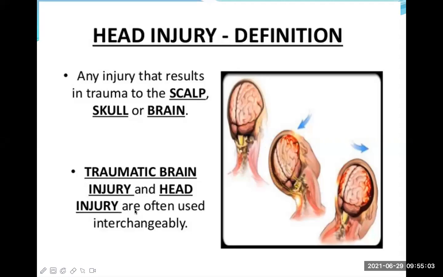Traumatic brain injury and head injury are often used interchangeably these days. Yes, because if this brain injury is caused by trauma, we call it head injury. But brain injury can occur by so many other medical ways, like inflammation, infection, isn't it? All these can also result in a brain injury, but that is not called head injury. Head injury means it is caused by trauma.